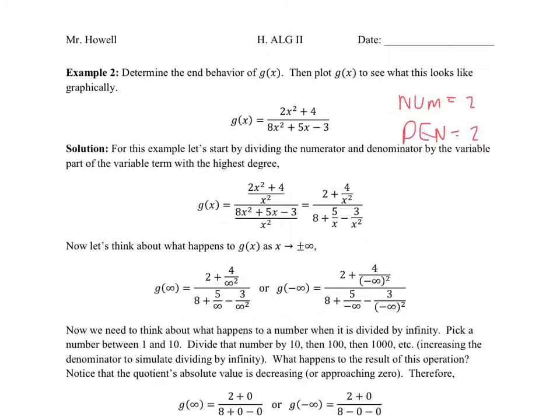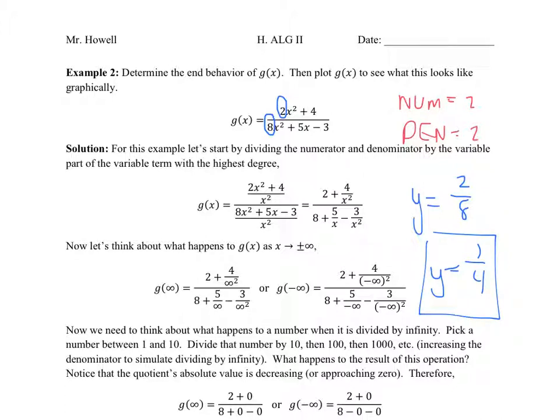So once again, we want to look at the ratio of the leading coefficients. Well, what's the ratio of the leading coefficients here? 2 over 8. How do I know that? I go here, I look. Here's a 2, here's an 8. So it turns out that the horizontal asymptote is going to be y equals 2 over 8, which is really just y equals 1/4.